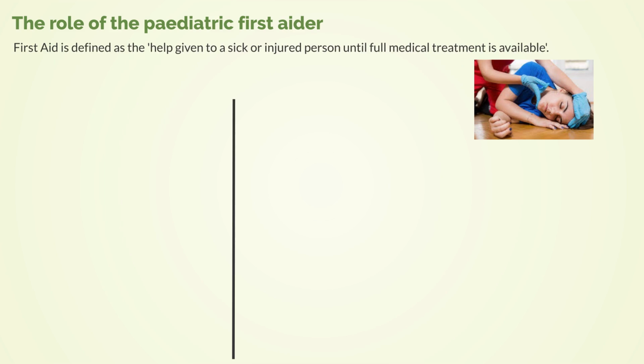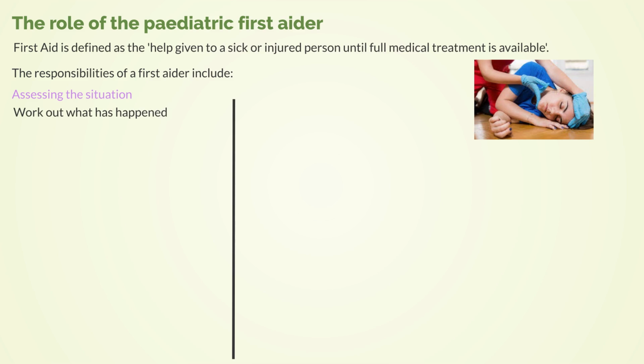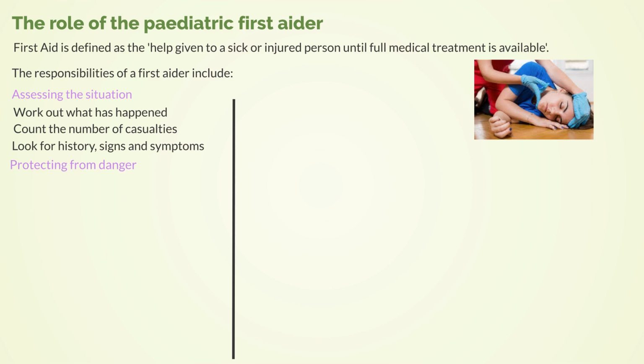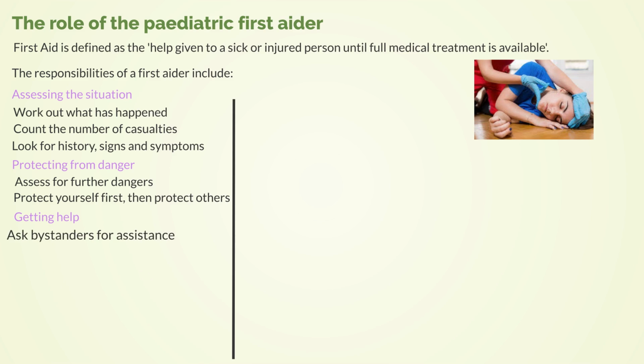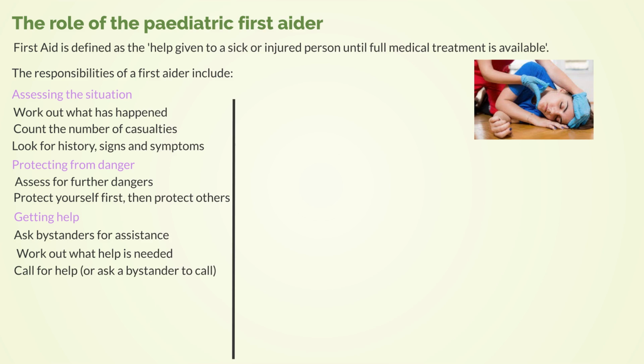The role of the paediatric first aider. First aid is defined as the help given to a sick or injured person until full medical treatment is available. The responsibilities of a first aider include assessing the situation: work out what has happened, count the number of casualties, look for history, signs and symptoms. Protecting from danger: assess for further dangers, protect yourself first, then protect others. Getting help: ask bystanders for assistance, work out what help is needed, call for help or ask a bystander to call.